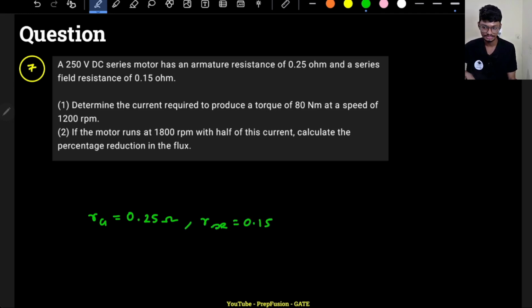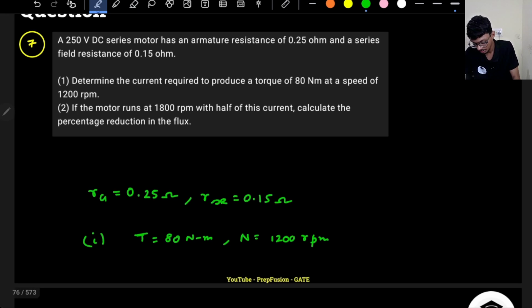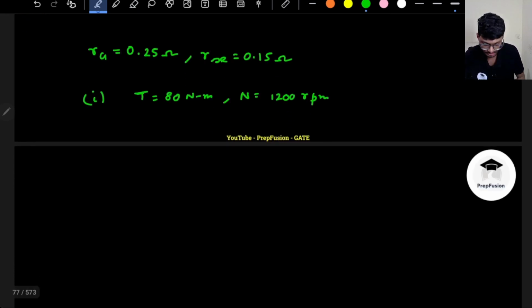First thing you observe is that the series field resistance is much smaller than the shunt field resistance that we have been seeing, and it should be like that only, right? That is what we have discussed. So this is fine. Determine the current required to produce a torque of, in case 1, 80 Newton meter at a speed of 1200 rpm. Let's solve the first one first, then we will discuss the second one.